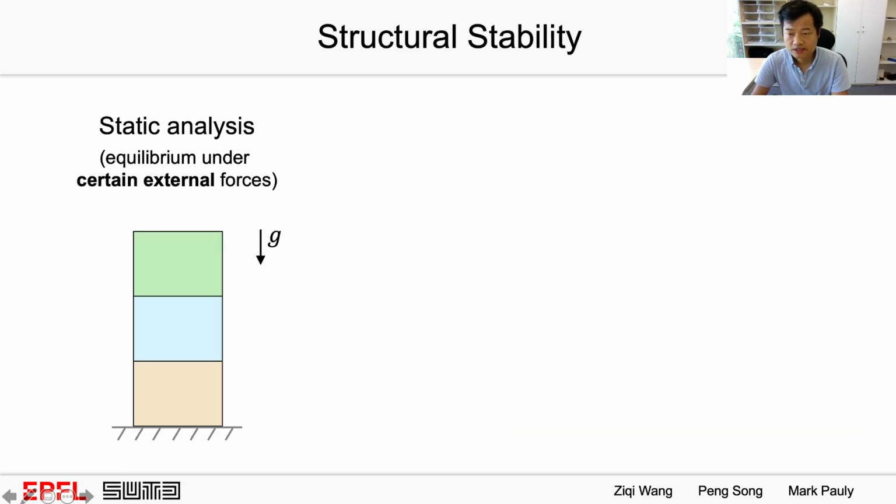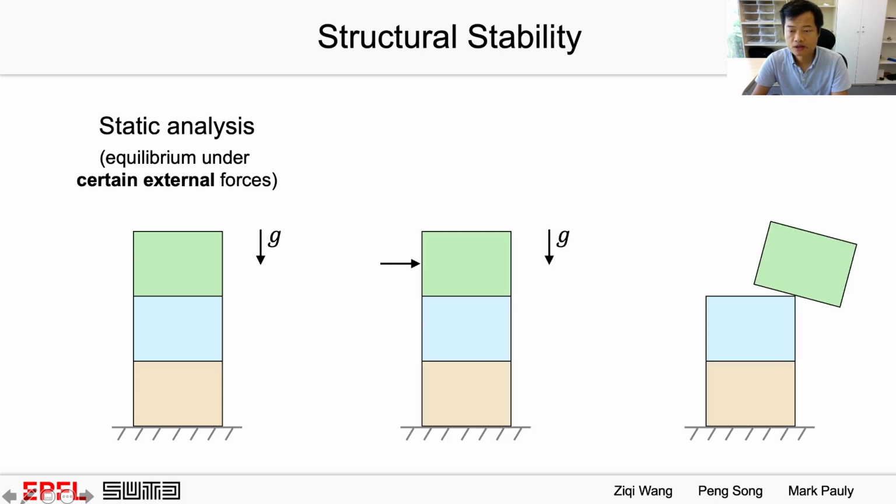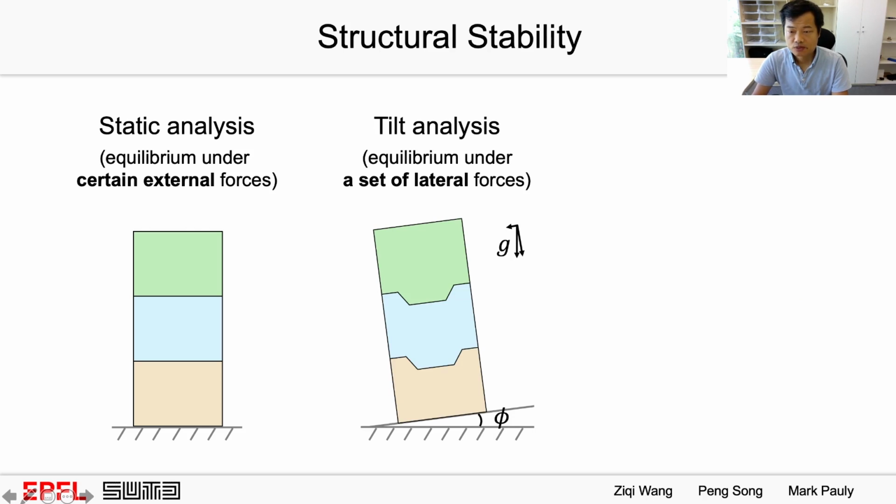A structurally stable assembly means it can be in equilibrium under certain external forces. Taking this assembly as an example, it is in equilibrium under gravity. However, a lateral force such as those from the wind can easily make it collapse. In practice, an assembly should be in equilibrium not only under gravity but also under lateral forces. Tilt analysis is a process to quantify this lateral stability.